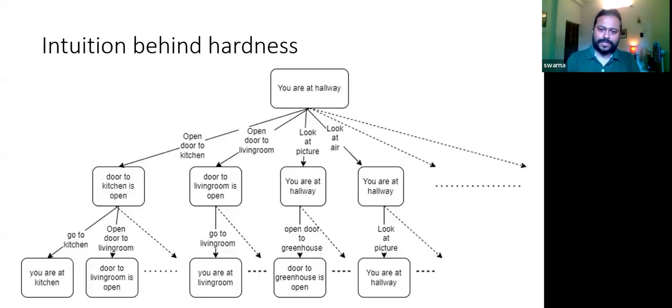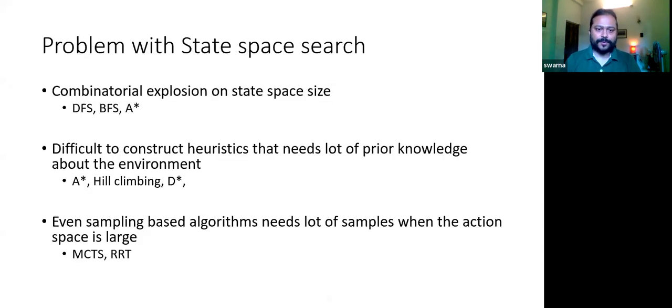So the first problem is the combinatorial explosion on the state space side. If you see in this tree, as the number of states increases, you can imagine this tree will expand exponentially. The number of nodes will expand exponentially. Even if you represent it in the form of a graph, it will also expand. The search space will actually expand exponentially. So that's the major problem, the combinatorial explosion with the state space side.